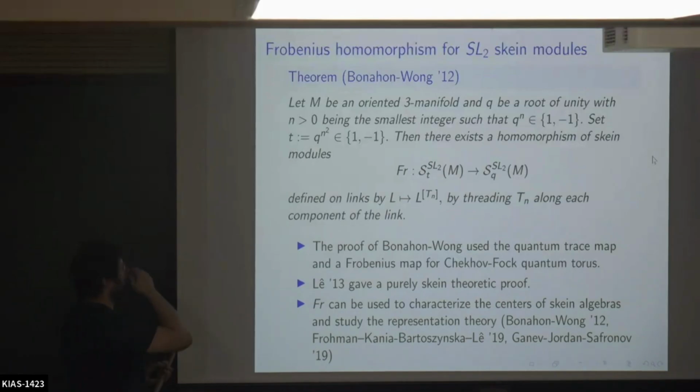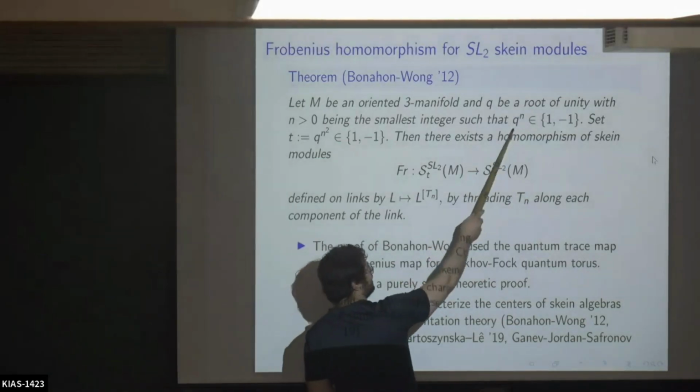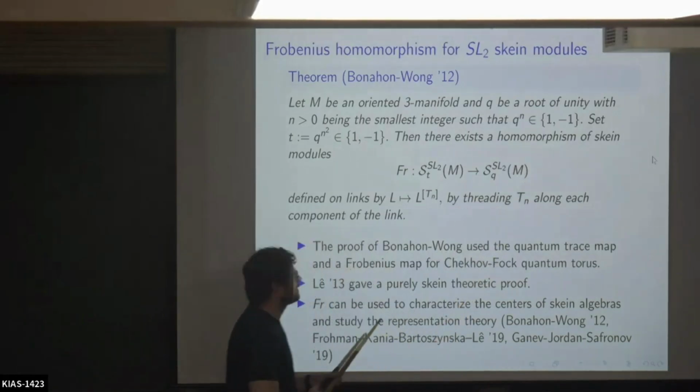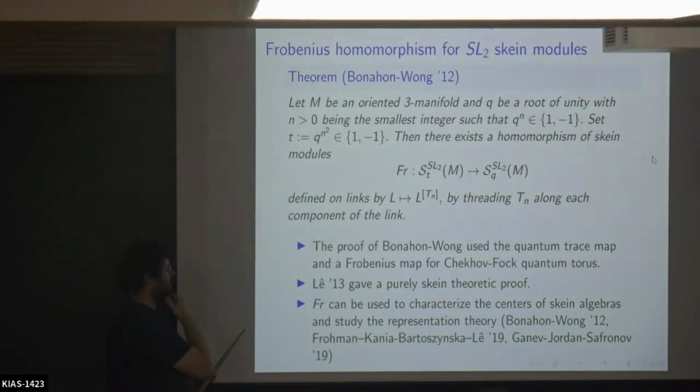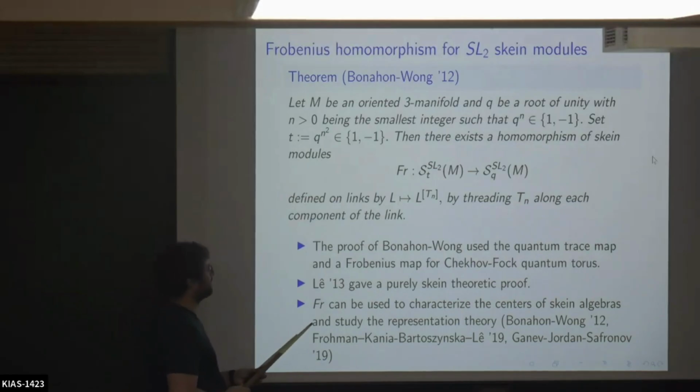Yeah, so what I want to talk about more is the Frobenius homomorphism that we had looked a little bit at, just making the loop, seeing what the loop should get sent to. So Bonahon-Wong constructed this Frobenius homomorphism for Skein modules in the setting where Q is a root of unity, and n is pretty much the order of Q, but it's Q to the n is either 1 or -1, and n is the smallest such integer, so that Q to the n is 1 or -1. And then T is Q to the n squared, which you want to think of as being 1, but it really could be 1 or -1.